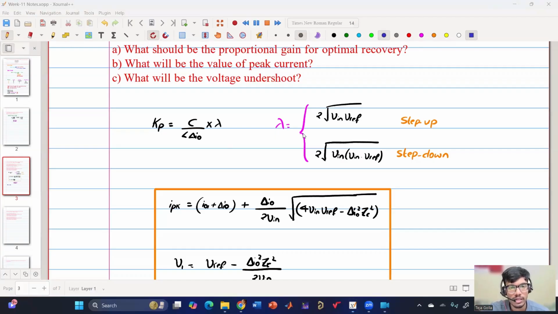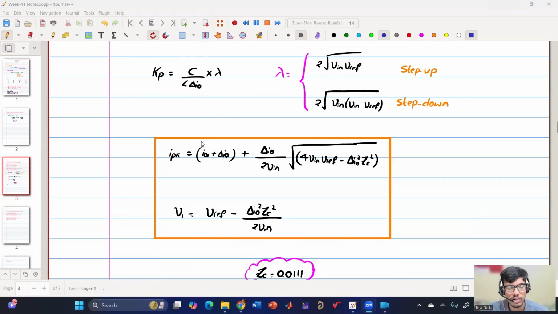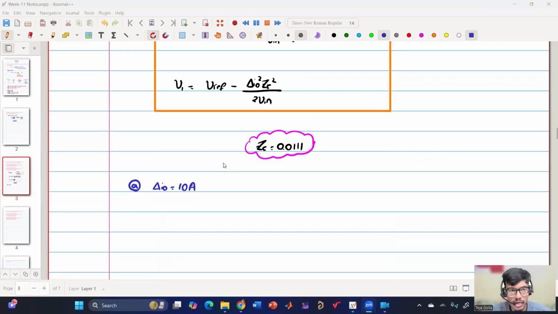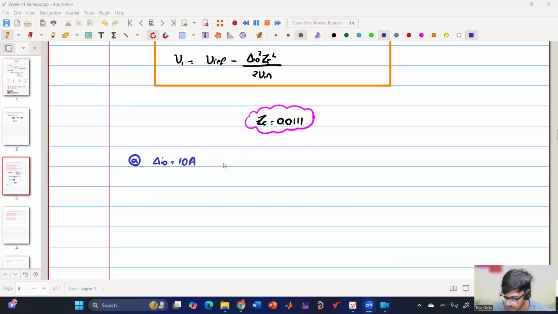Arun, Parvati, and Riddhi are able to solve for KB for the first part. What value are you getting? 5.54 into 10 raised to 3. Okay, 5.54 into 10 to the power 3. Let me calculate.